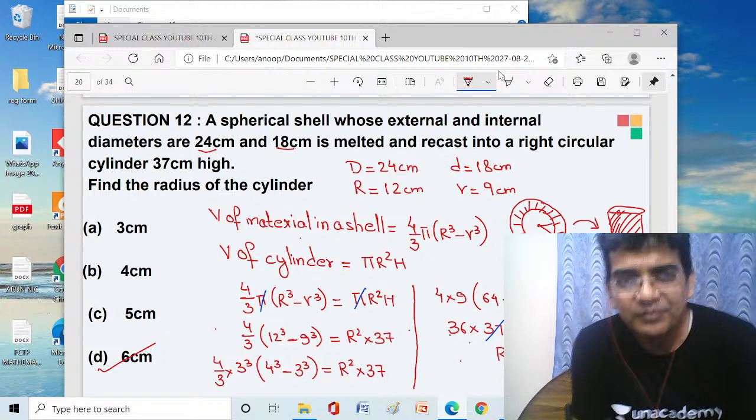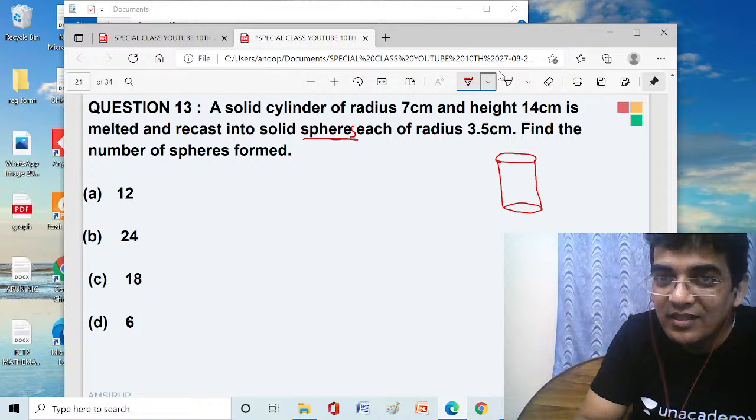See, the question says a solid cylinder. Let me draw a rough sketch of a solid cylinder like this. This is the solid cylinder I have drawn, right? Now the question says that this solid cylinder is melted and recast into solid spheres. Keep this in mind: solid spheres. That means not a single sphere, but many spheres are being formed, each of the same size.